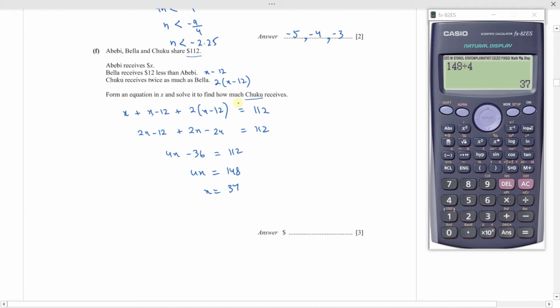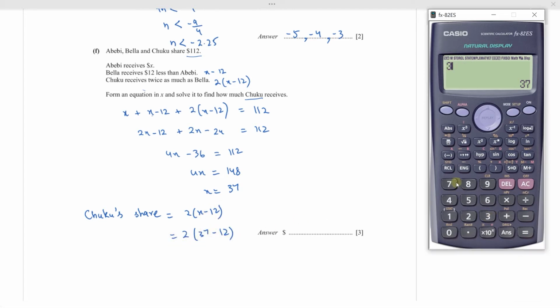But the question asks you to find how much Chuku receives, and we have the share for Chuku is 2 into x minus 12. So Chuku's share will be 2 into x minus 12, which is 2 into 37, your value of x, minus 12. So 37 minus 12 is 25 into 2, which is 50. So $50.